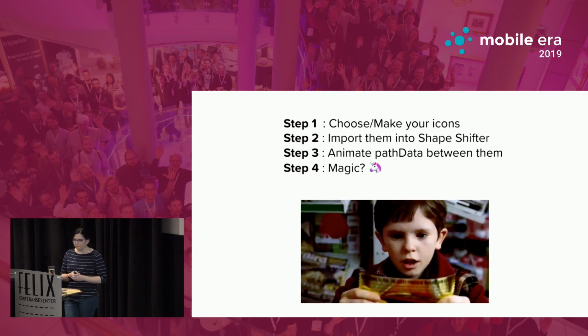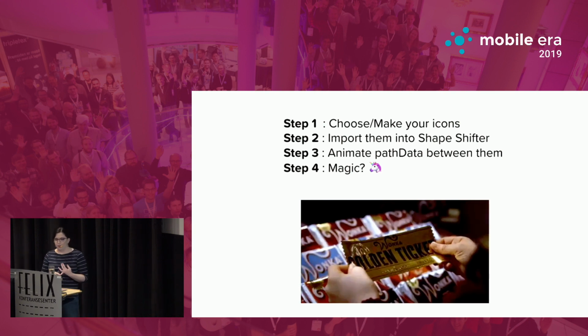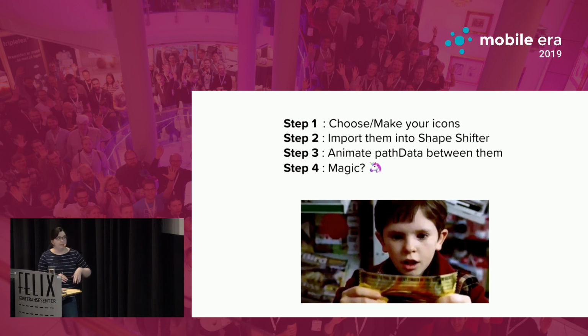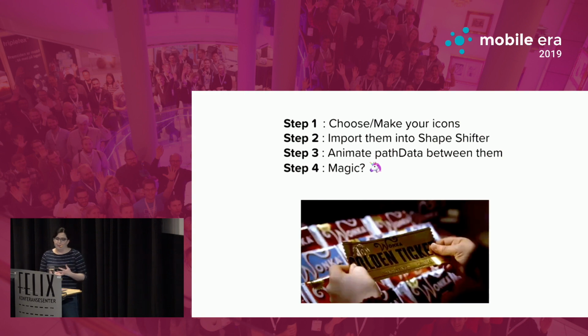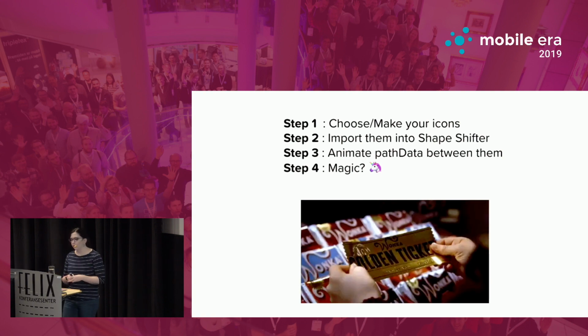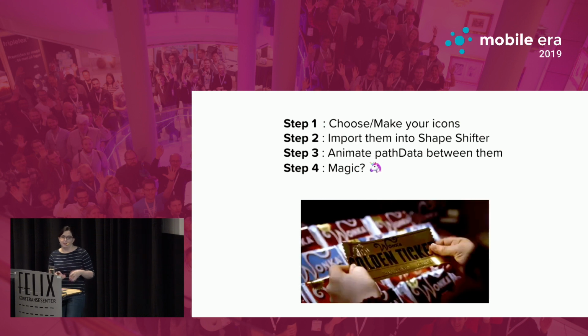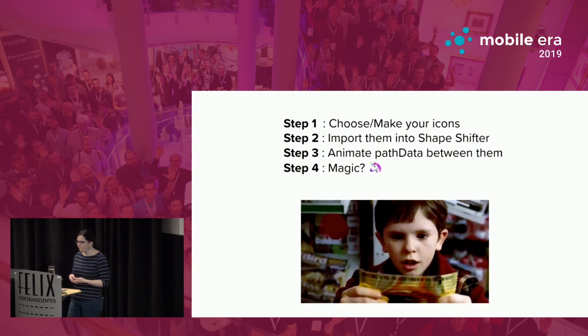Step 2 is to import them into Shapeshifter. We'll get into how to do that. Step 3, animate the stuff. In my case, I'm going to be animating path data, but there's a bunch of different things you can do, like rotations, scale, that kind of thing. And then step 4, hopefully you have some magic and people are delighted with your little icon animations when they press them in your app.